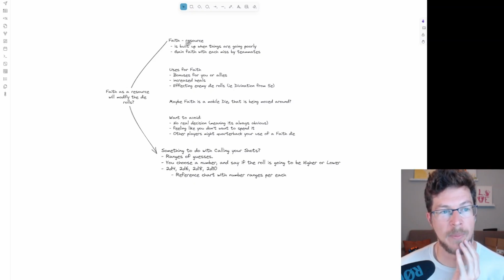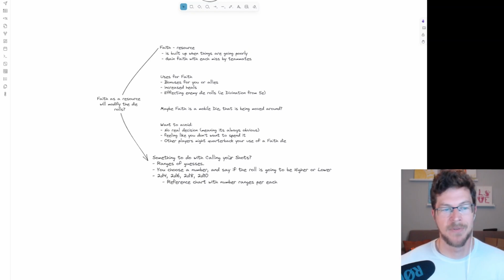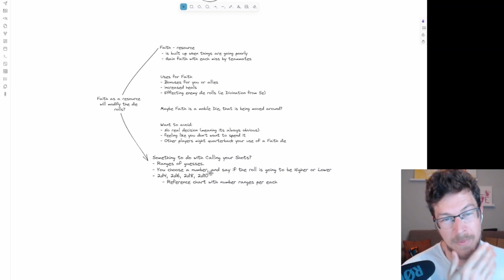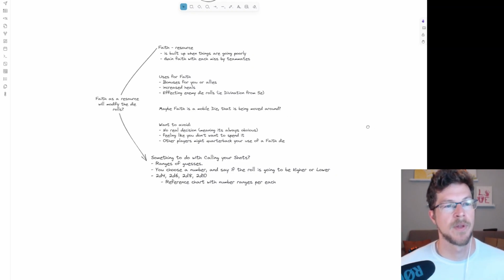And then when you build up faith, you can use it to manipulate your die calls when you're doing these called shots. Now, the big question is, how often is this happening? How often are you calling a shot? Every turn? That would be maybe once a round you get to do it in a scenario. I don't know. That's my thought.